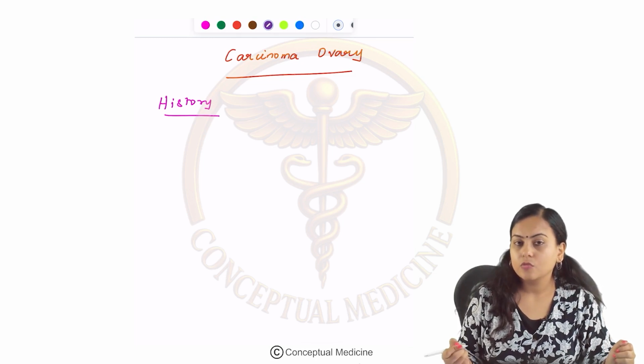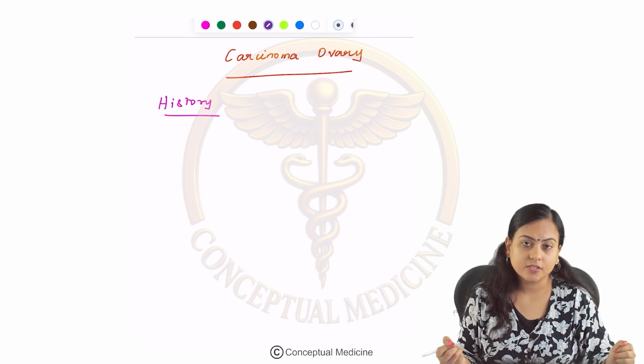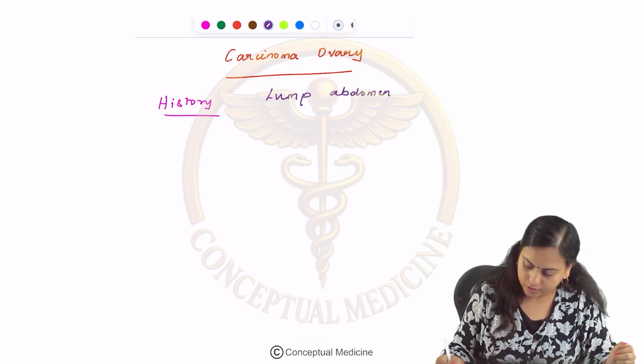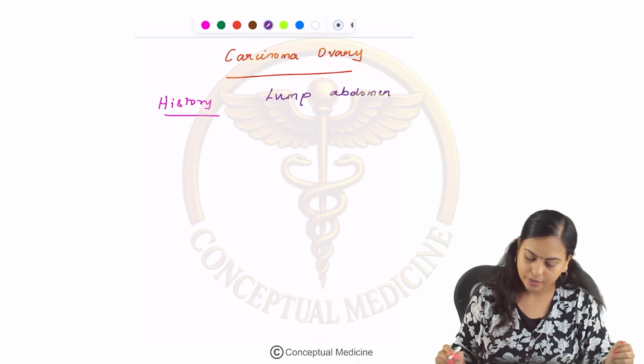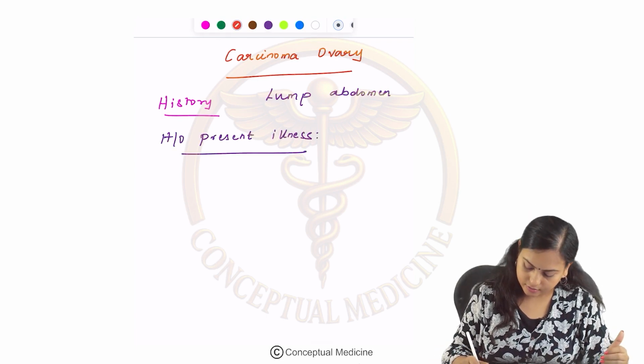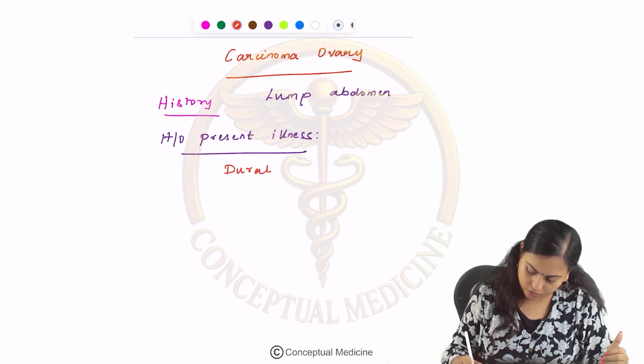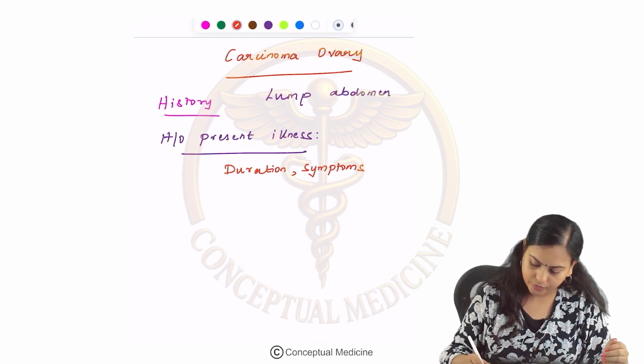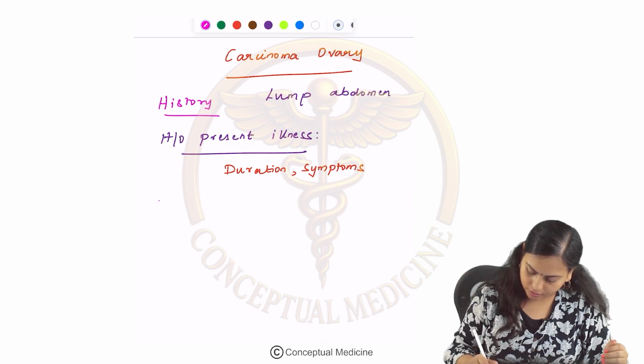So first, when you ask about history, usually the most common complaint the patient presents with will be lump abdomen. You have to ask the duration of the mass, then symptoms, as well as any associated symptoms. And then you have to definitely ask about her menstrual history.